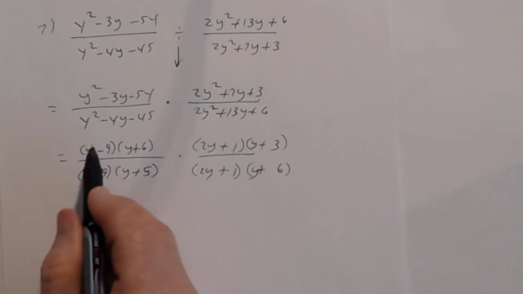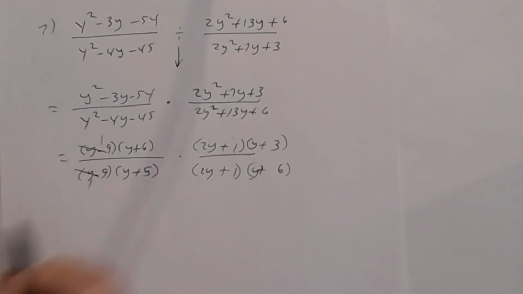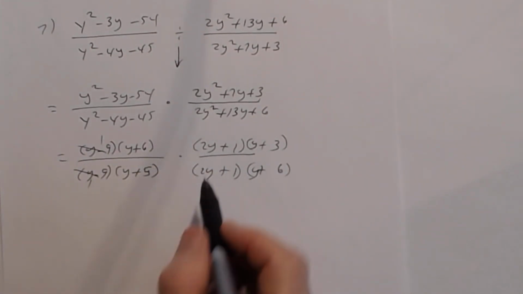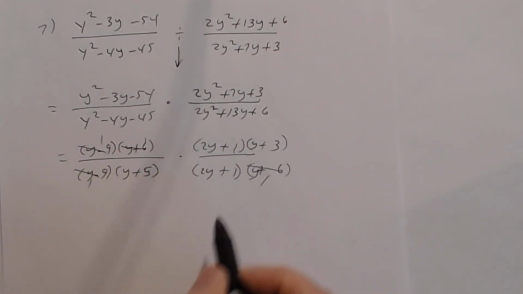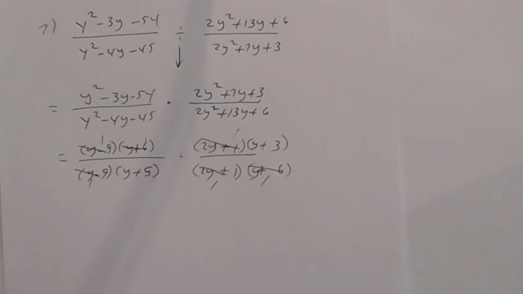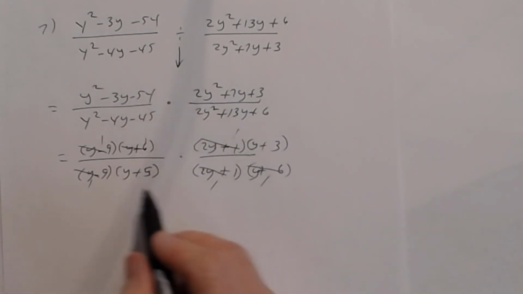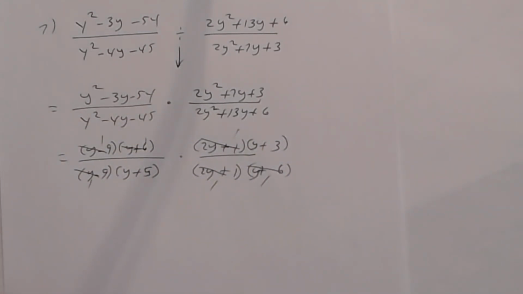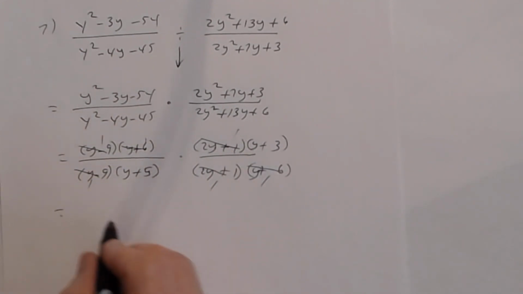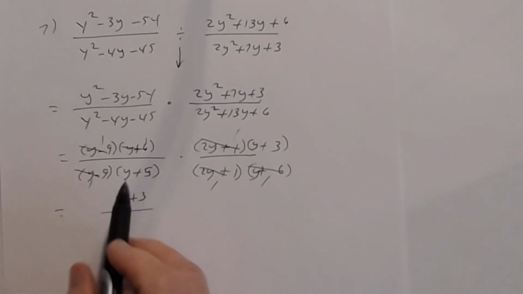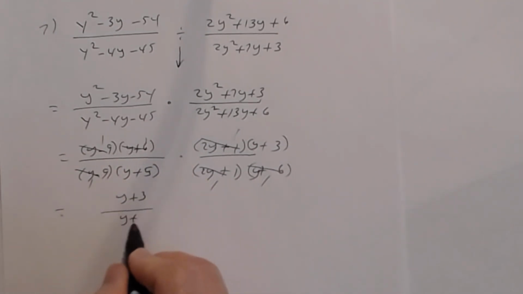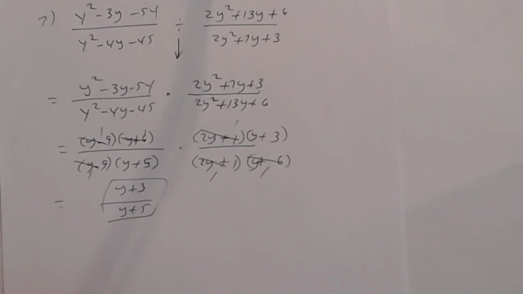So you see these reduce, right? So y minus 9 divide out. Y plus 6 and this y plus 6, those divide out. 2y plus 1 and this 2y plus 1, those divide out. See all that? And then this y plus 3, there's no y plus 3 down there, so I'm done. So now the answer is going to be 1 times 1 times 1 times y plus 3, which is y plus 3, divided by 1 times y plus 5 times 1 is y plus 5. And that's all you do.